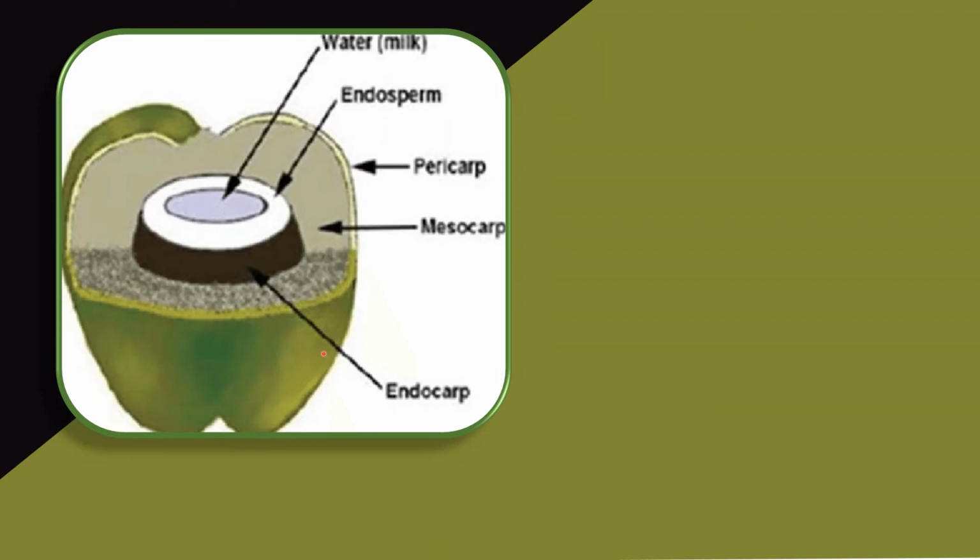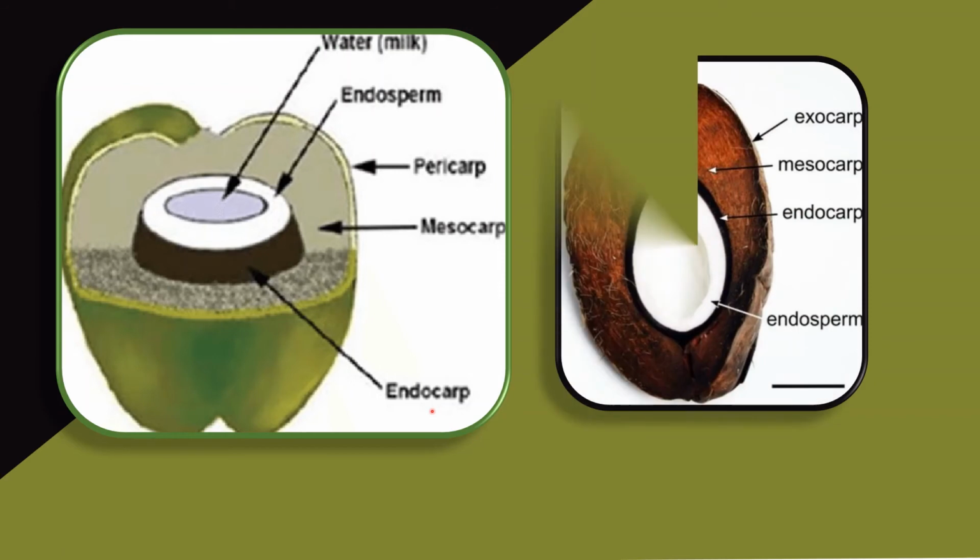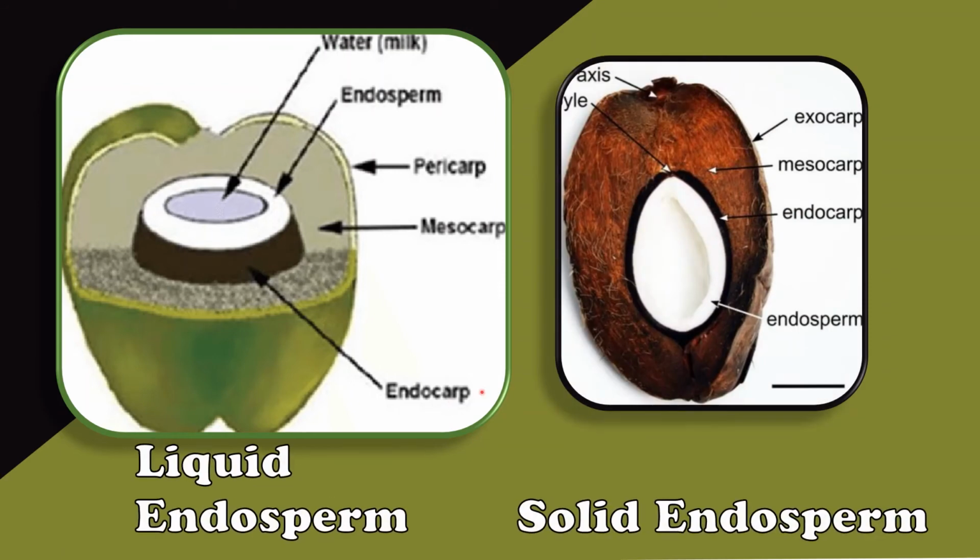Now this fruit, as we know, is of coconut. It is covered by a covering called the pericarp. Students, this pericarp is made up of epicarp, mesocarp and endocarp. The epicarp and mesocarp are fibrous in nature, whereas the part of the coconut which we actually break is called the endocarp. And it is interesting to know that it encloses two types of endosperm, liquid endosperm and solid endosperm.